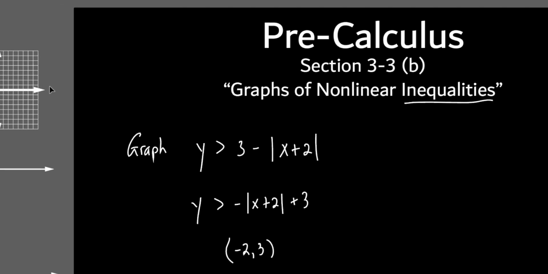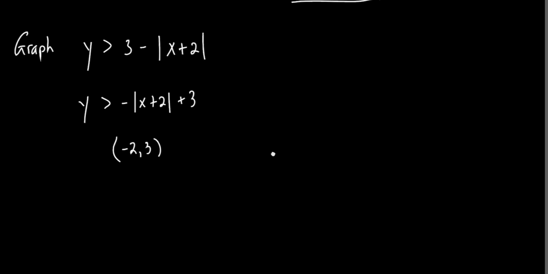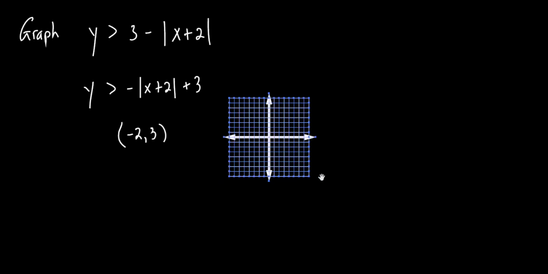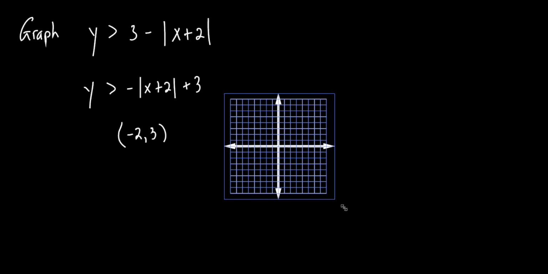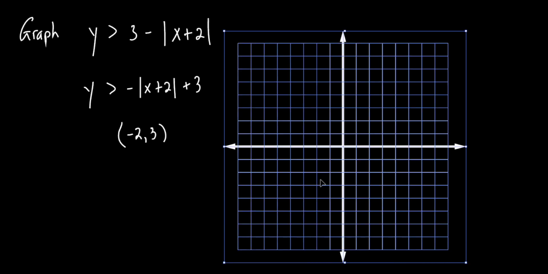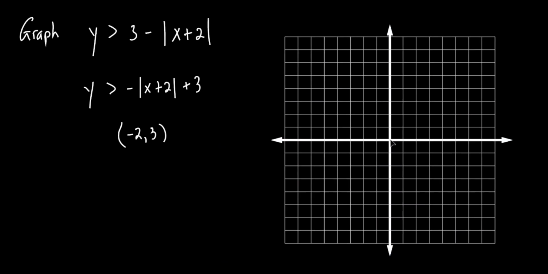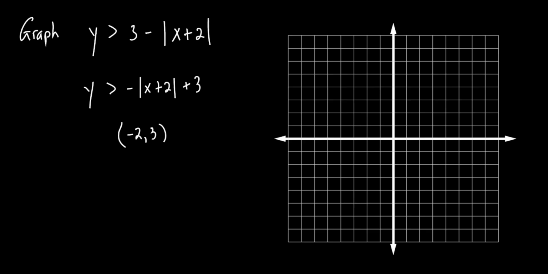Let me go grab a graph here, and let me make it a little bit bigger so we can see it. There we go. All right, so if we're going to graph this thing, we're going to go to negative 2, 3: 1, 2, 1, 2, 3. It's going to start right here. Now, does it go wider or does it go skinnier? Does it expand? Does it compress? No, and it's upside down, so it goes down, right?